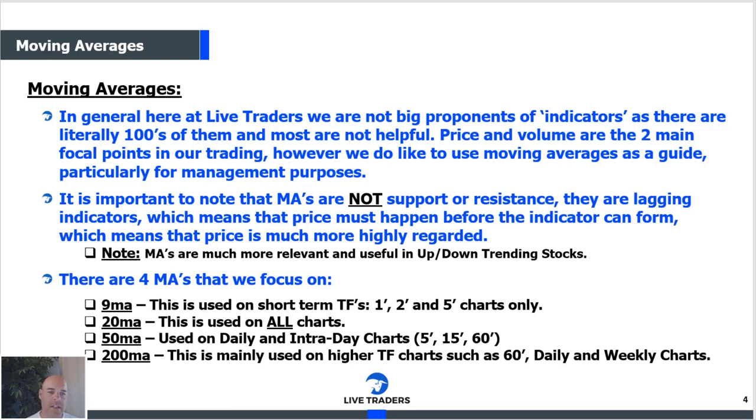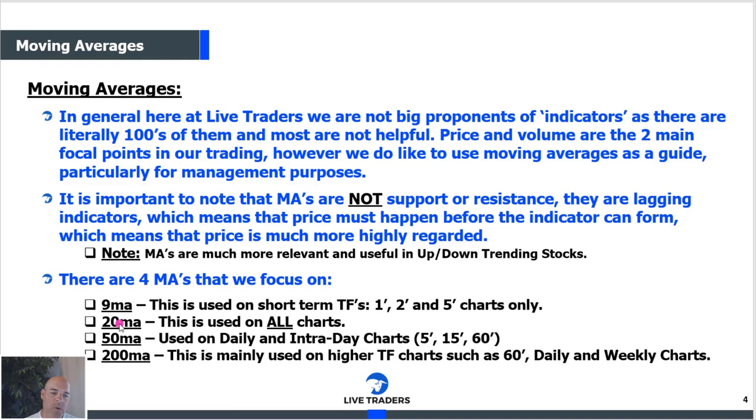I only have two text slides in the whole thing. Moving averages are much more relevant, much more useful, much more powerful in up and down trending stocks. When a stock goes sideways, moving averages, honestly, are not very helpful at all. So there are really four moving averages that we focus on.